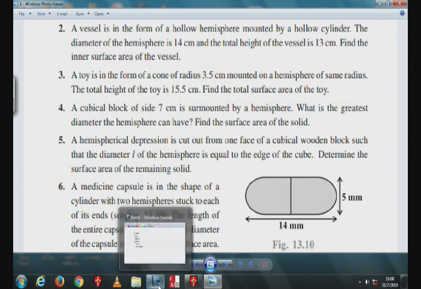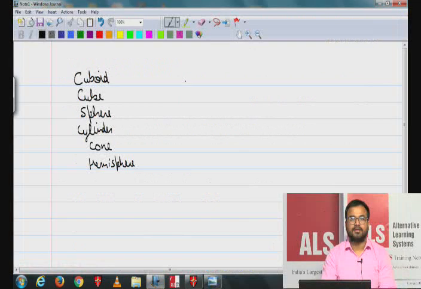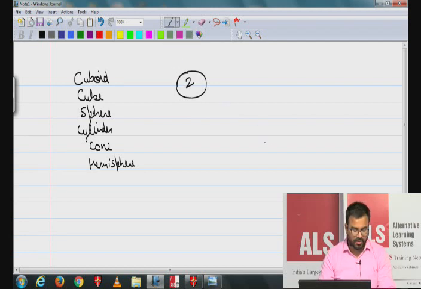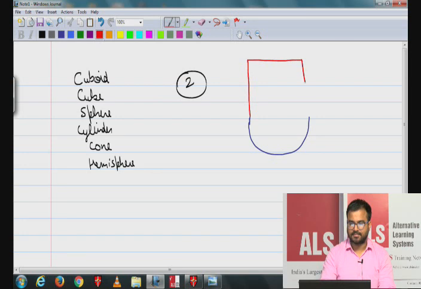See on the board, Shillong Center. See, question number 2 is like, a vessel is in the form of a hollow hemisphere. So this is a hollow hemisphere like this, and it is mounted by a hollow cylinder. So on this vessel, there is a hollow cylinder like this. This is the shape of the figure for which you have to find the area. It says the diameter of the hemisphere is 14. It means the radius is 7. And total height of the vessel is 13.